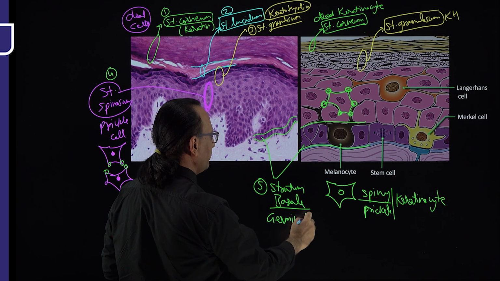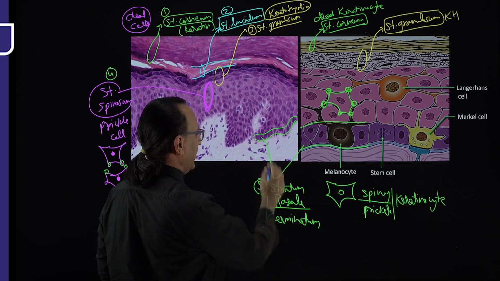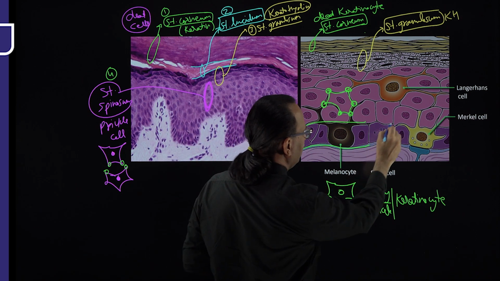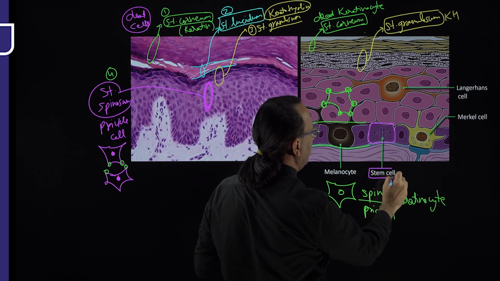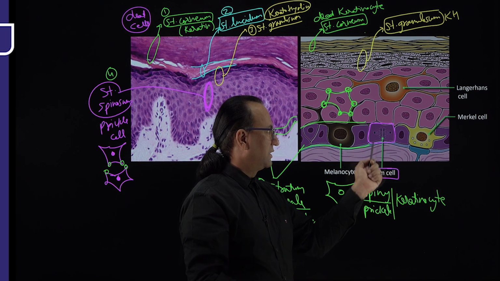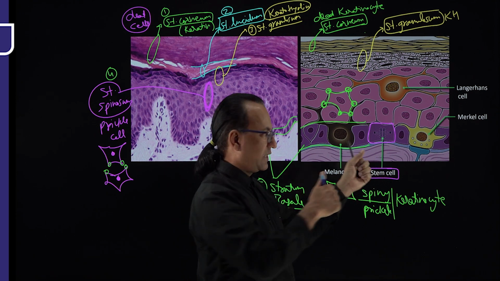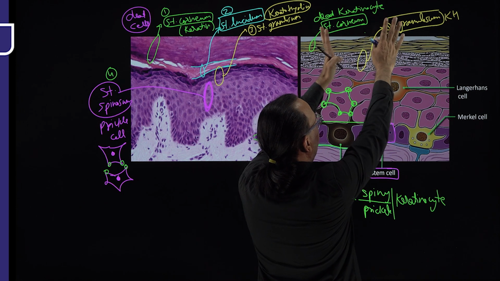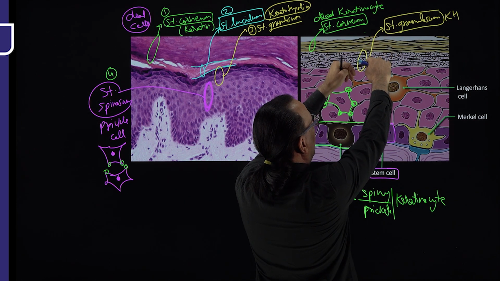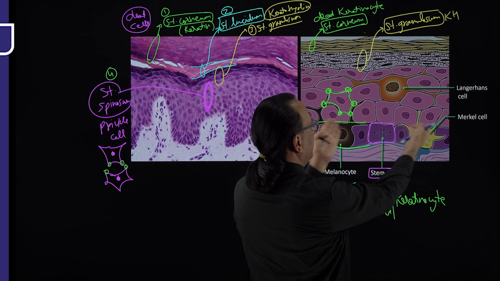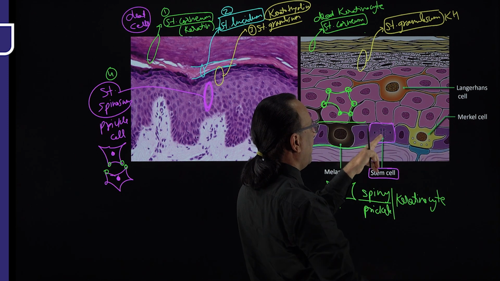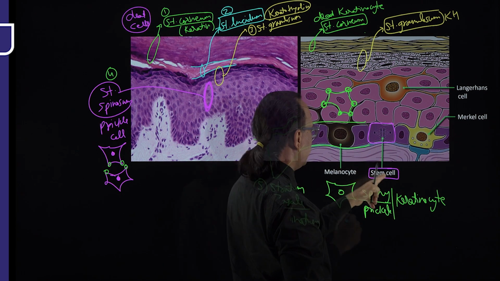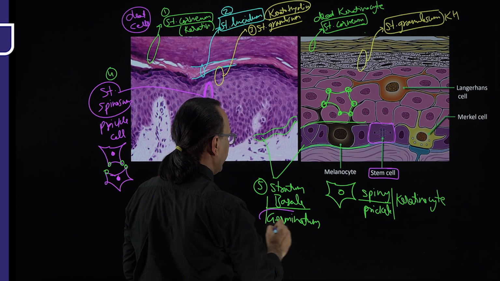Why is it called stratum germinativum? Because it has stem cells, and the stem cells are germinating, or giving more cells. They are adding more and more cells from the base, because the superficial cells are being lost. So you need to repair the epithelium from below. This is the stratum germinativum, where you have the germ cells or stem cells. That is why the name is stratum germinativum.